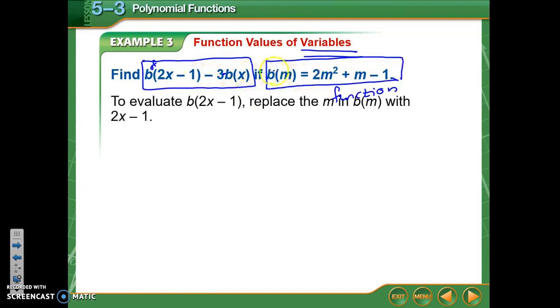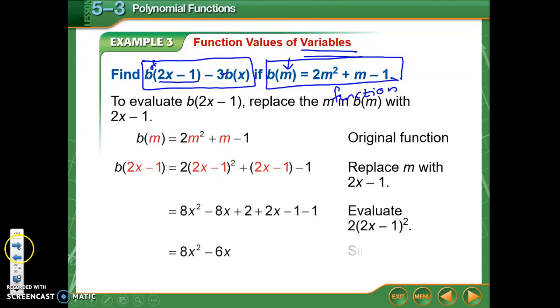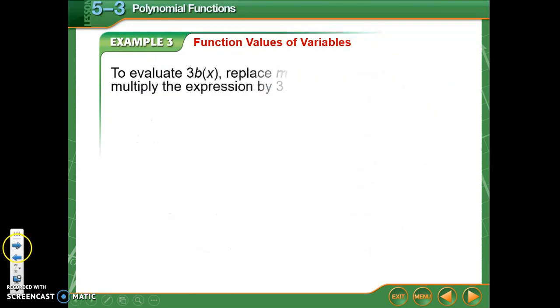So we're going to replace the m here with 2x minus 1 for the first part. So there's my original function. I'm going to take out the m, and I'm going to replace it with 2x minus 1. So I have 2 times 2x minus 1 squared plus 2x minus 1 minus 1. And when we simplify that, we get 8x squared minus 6x. Remember that this 2x minus 1 quantity squared means 2x minus 1 times 2x minus 1, so you have to FOIL. Then we're going to evaluate 3 times b of x.